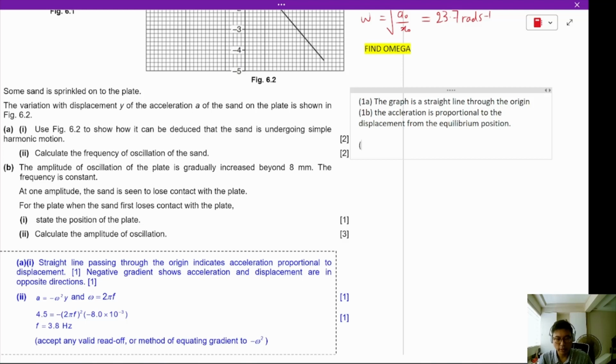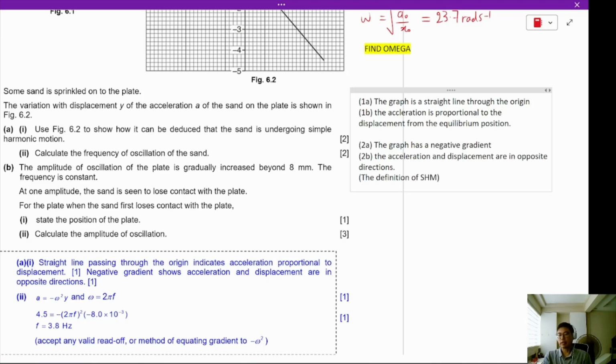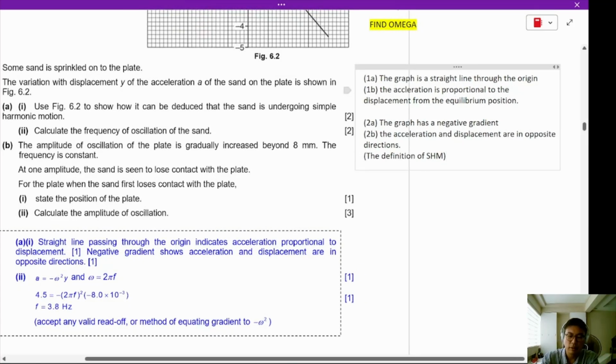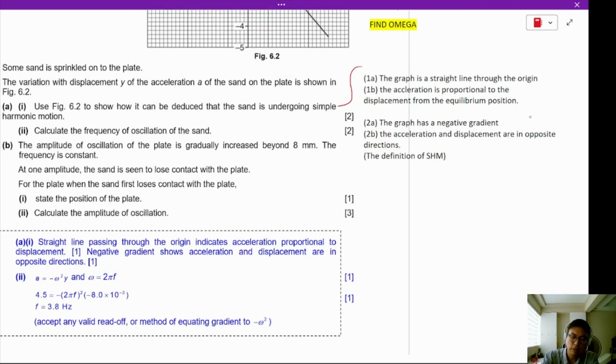And then you must write again 2A. This is the second thing that you must write. The graph has a negative gradient. And what does this show? This shows that the acceleration and displacement are in opposite directions. Once again, this is the definition of SHM. The definition of SHM is that the acceleration is proportional to displacement from the equilibrium position, but they are in opposite directions. Okay, so this must be how you do it. All these 4 points go to 2 marks.